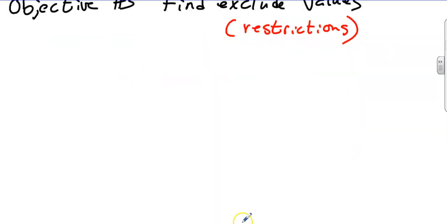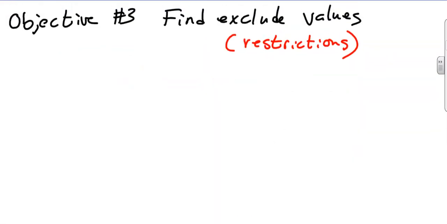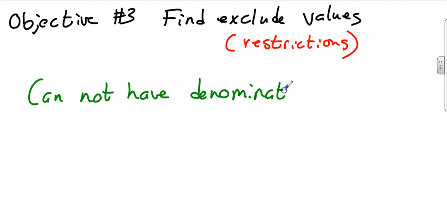And anytime you're talking about excluded values or restrictions or however they want to word this, the big thing on this one is that you cannot have the denominator equal to 0. Because if you've got a fraction and your denominator equals 0, if you try to divide by 0, that's when you get the error message on your calculator. It doesn't like that. So the restrictions or excluded values are basically wherever the denominator equals 0.